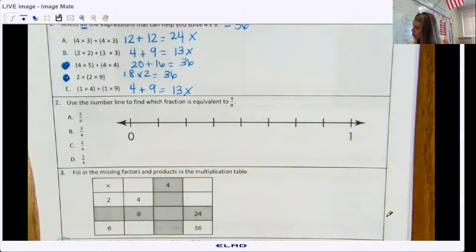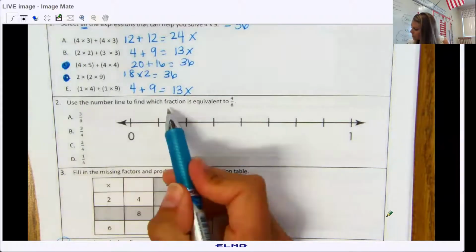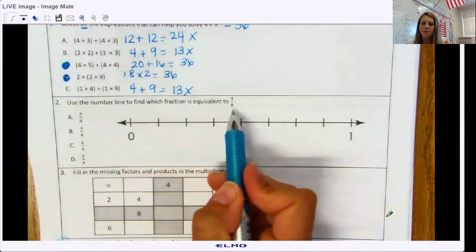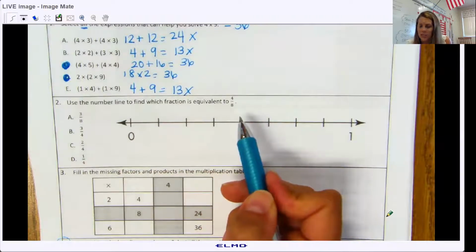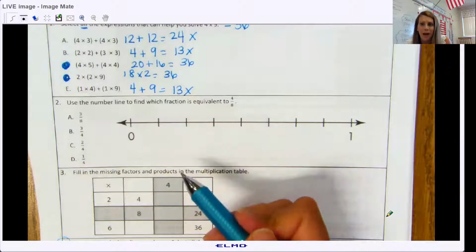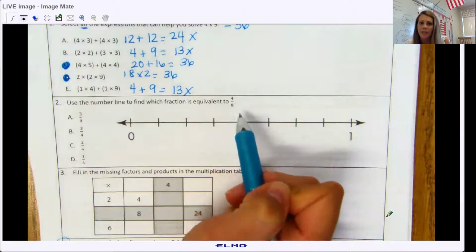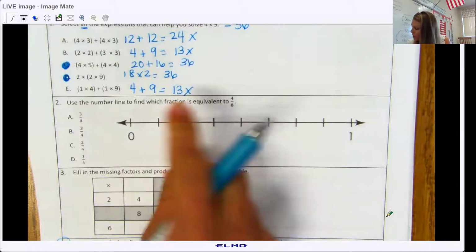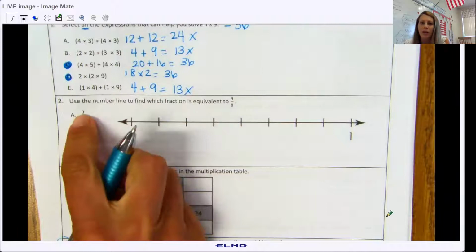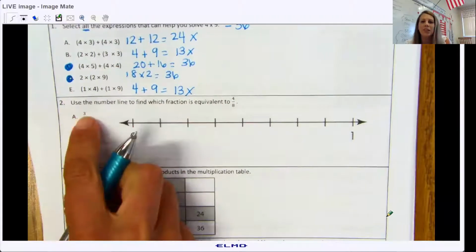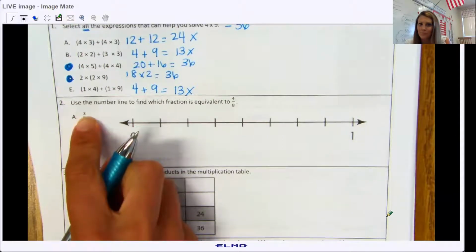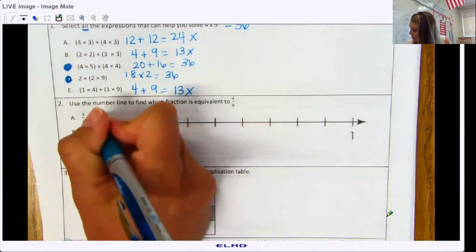All right, use the number line to find which fraction is equivalent to 4/8. So remember, when we try to find equivalent fractions, we can multiply to help us. We can multiply the numerator and we can multiply the denominator. So we want the numerator to equal 4. Okay, well, can we multiply 3 times anything to get 4? No. So we know that one we can't do.